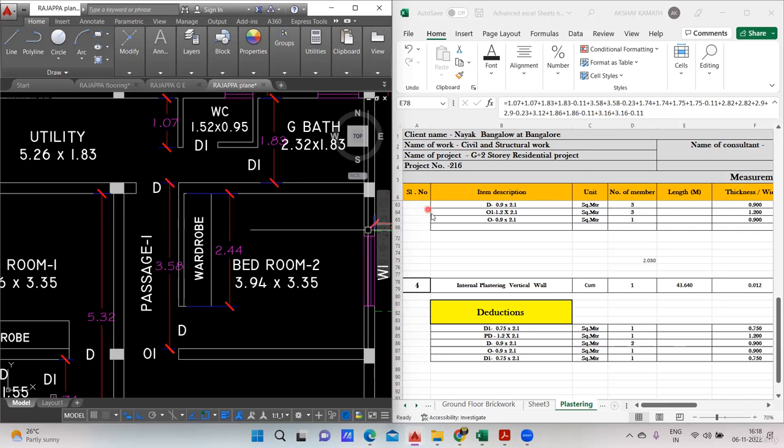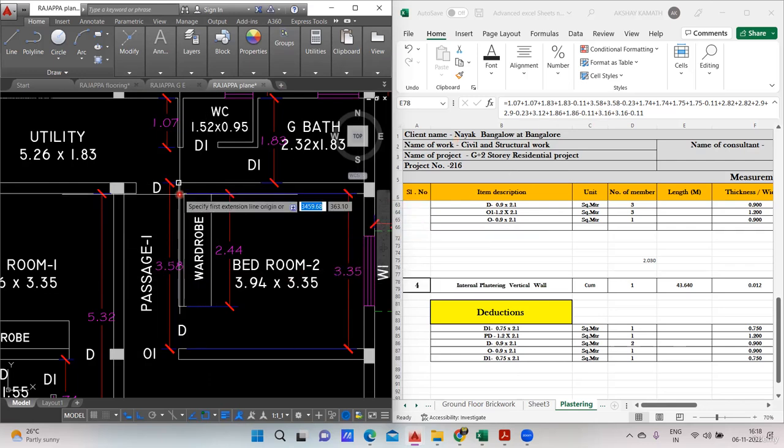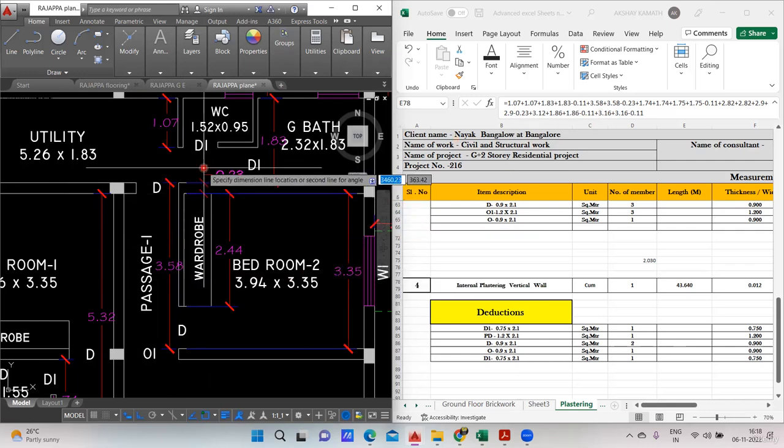Again, it is 3.58. I've written 3.58. This is on left side. Inside also you'll do the plastering. Inside also it is 3.58. But inside it will be starting from this part, isn't it? Inside it is from this part to this part I need to take. So instead of writing 3.35, what I'll do, I'll write 3.58 only, minus this wall thickness I'll do 0.23.